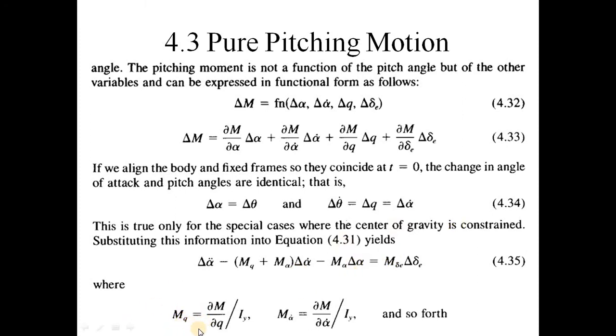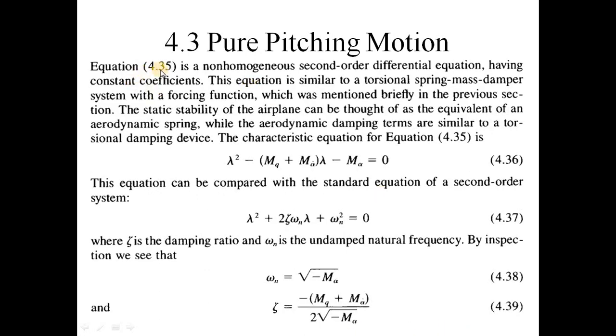We define Mq as the del M over del q over Iy, M alpha dot as the del M over del alpha dot over Iy, and so forth. So equation 4.35 is a non-homogeneous second order differential equation having constant coefficients. This equation is similar to a torsional spring mass damper system with a forcing function, which was mentioned briefly in the previous section. The static stability of the airplane can be thought of as the equivalent of an aerodynamic spring, while the aerodynamic damping terms are similar to a torsional damping device.